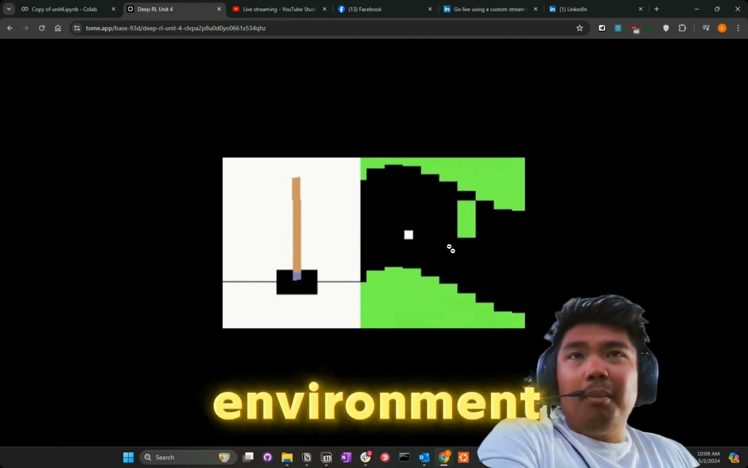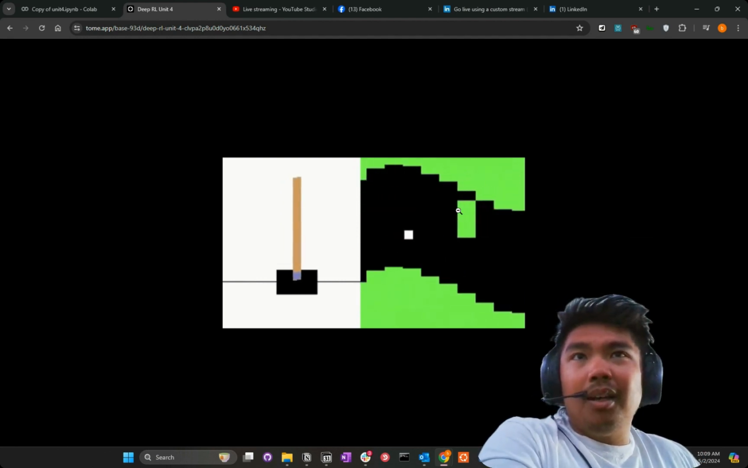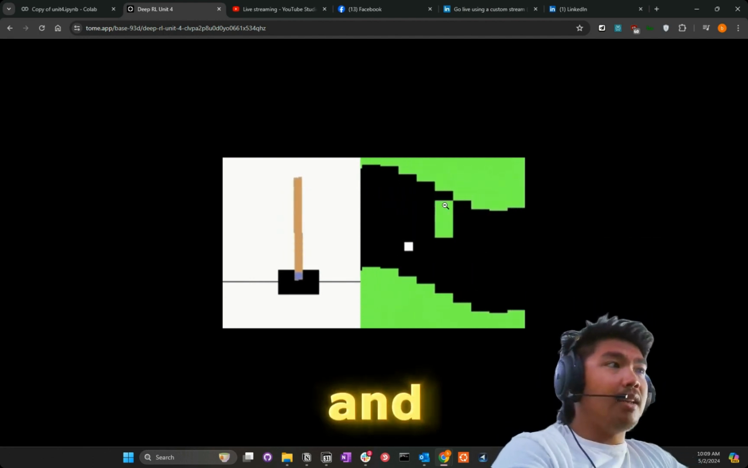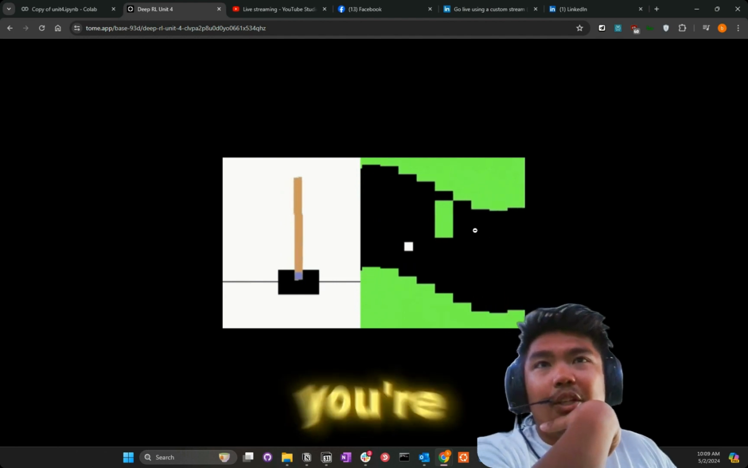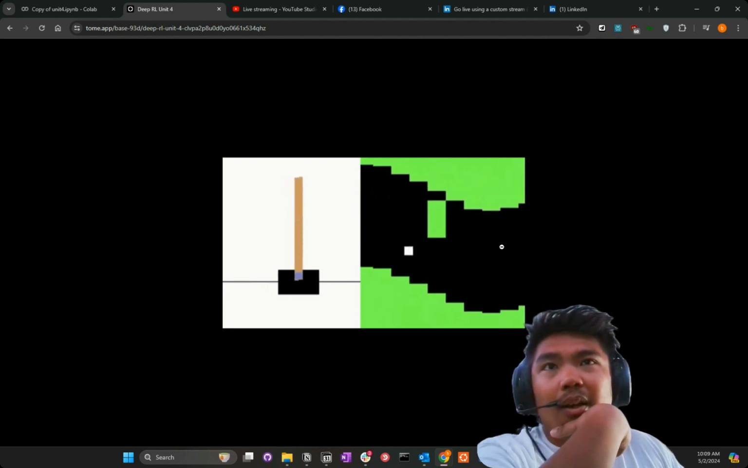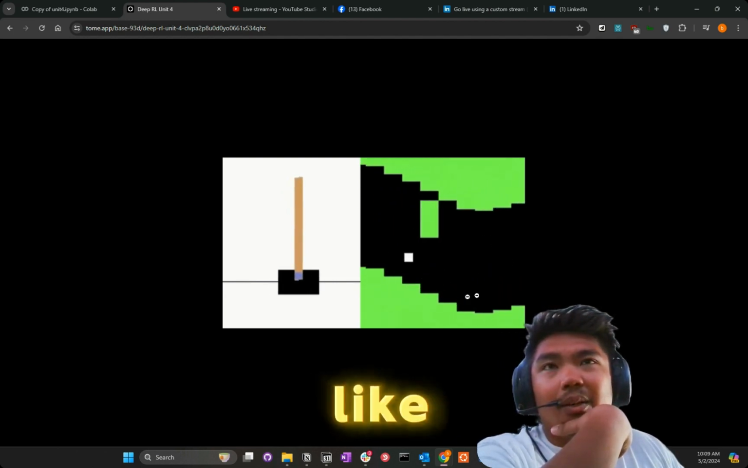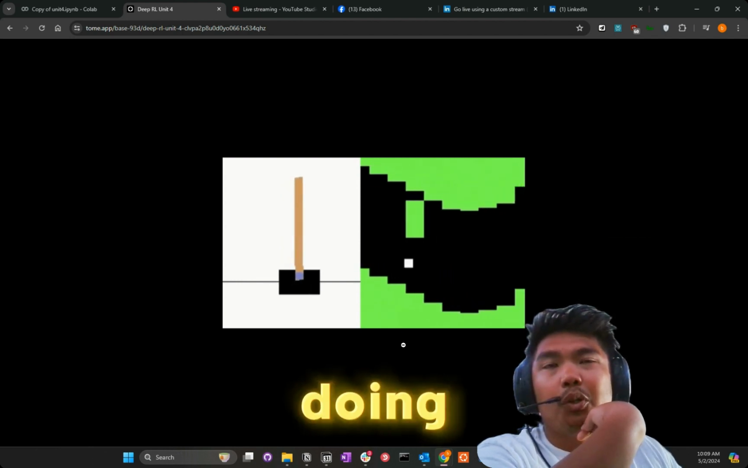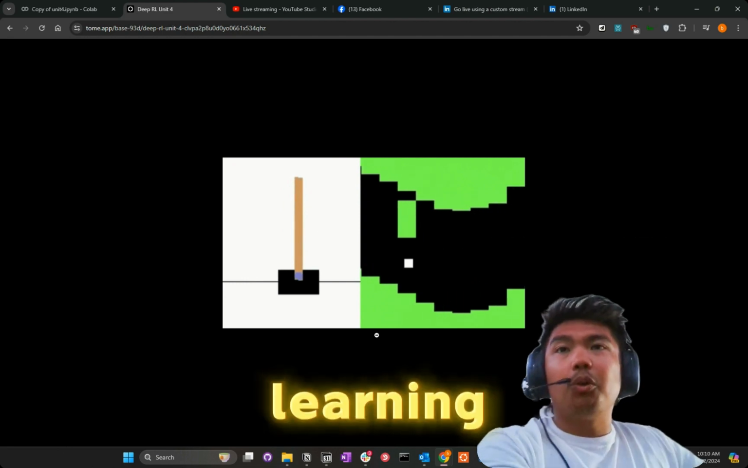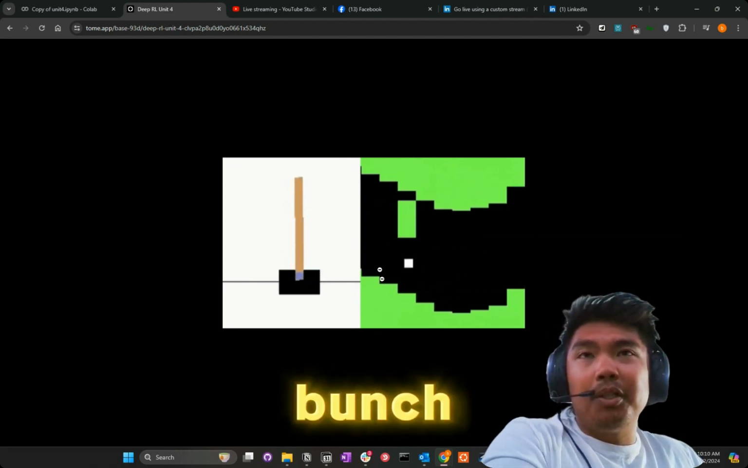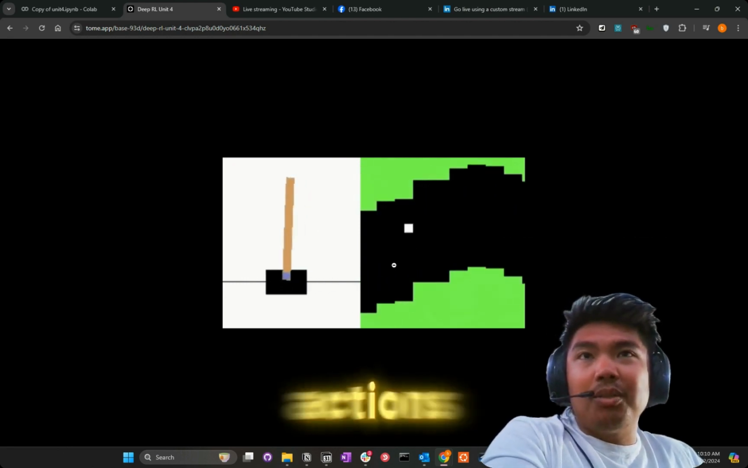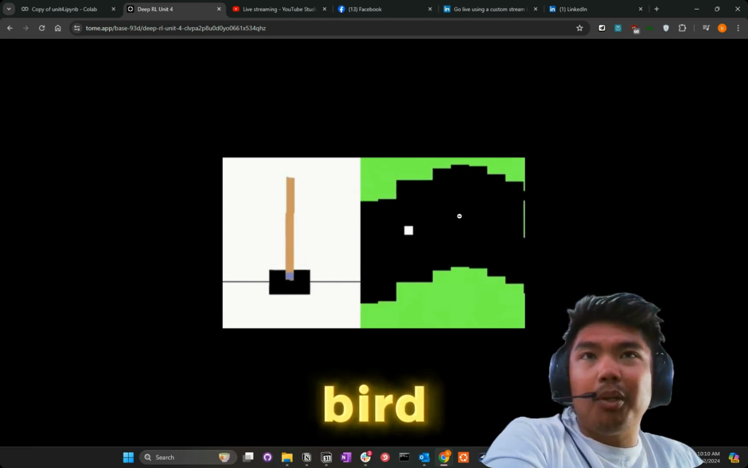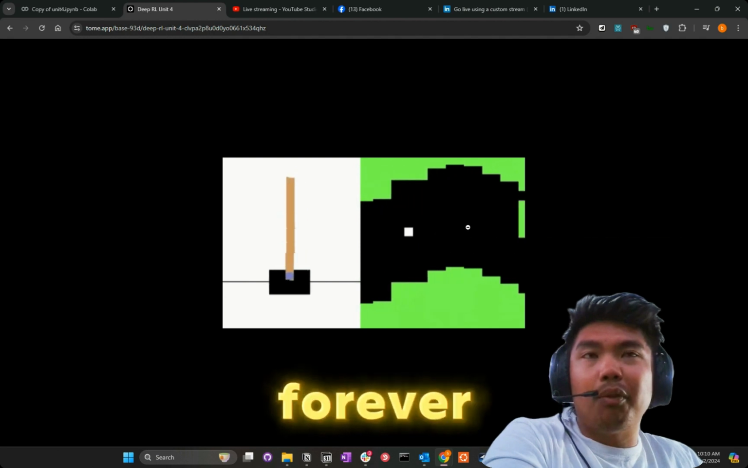And this other environment looks like an Atari style Flappy Bird. And you can see you're trying to go as far as you can. And you can see some of the differences in this type of environment compared to what we were doing with a deep Q learning environment. There's a bunch of actions and a huge state. This is a continuous environment, especially this Flappy Bird one. You can see, okay, you could keep on going forever.